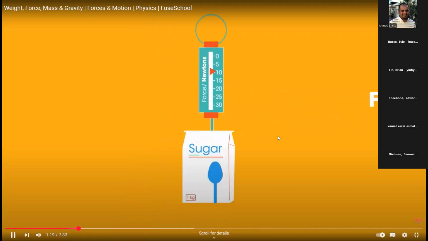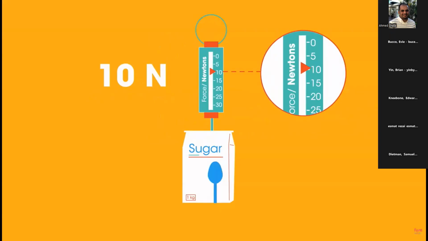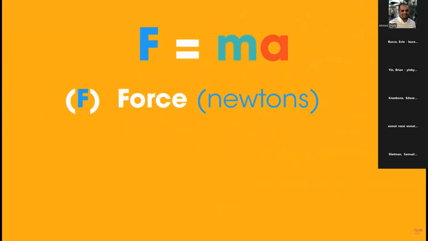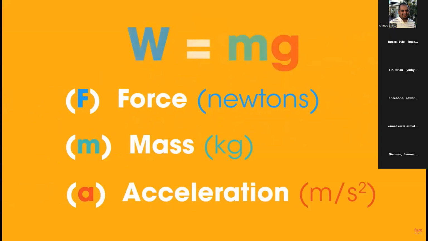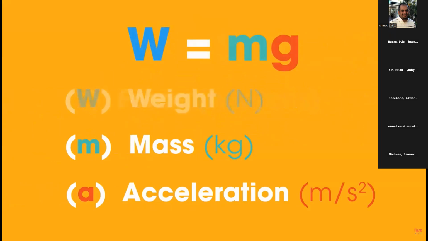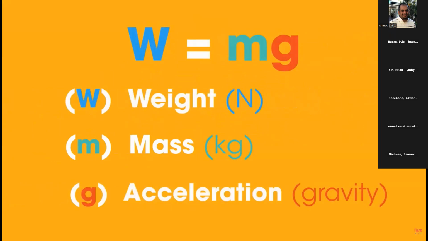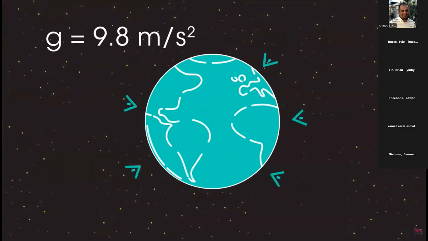Can you hear the video now? It shows the weight is almost 10 newtons. Can you remember the equation that links mass with weight? Remember F equals ma, where F is force in newtons, m is mass in kilograms, and a is acceleration in meters per second squared. We can rewrite this a little as W equals mg, where W is weight in newtons and g is acceleration due to gravity. On Earth, g equals 9.8 meters per second squared.